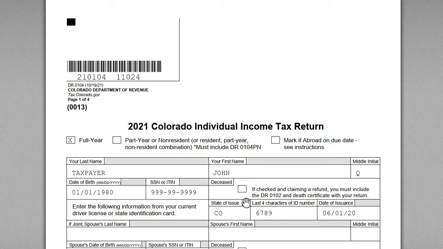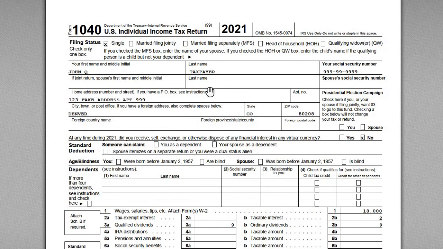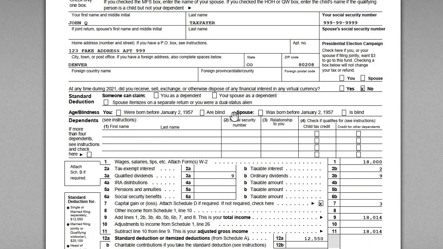So I've got the Colorado return in front of us here for our taxpayer, John Taxpayer. But the first step is always to compute the federal credit first on your Form 1040. And this is because a lot of states, Colorado as well, give you a credit based on a percentage of your federal earned income tax credit. So obviously you need to compute the federal first to take a percentage of that number, and that's what you get at the state.